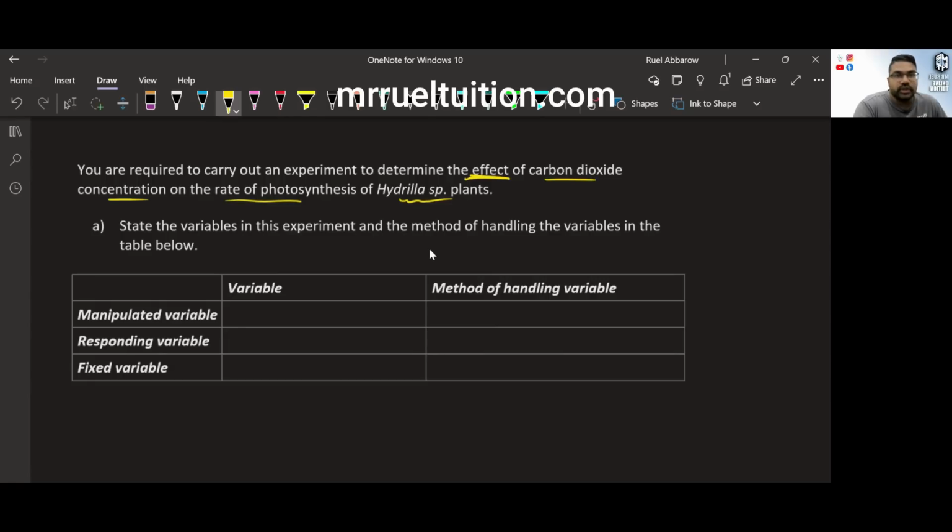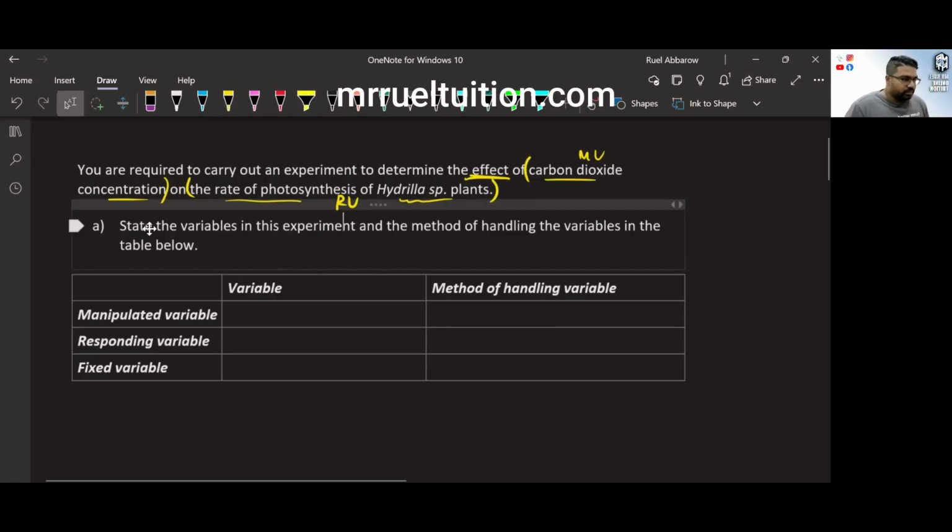So effect of, usually after effect of will be the MV, carbon dioxide concentration. And on what? The rate of photosynthesis will be RV. So usually this format of question is to determine the effect of MV on RV. Okay, so this is how you determine your MV and RV. Again, as usual, which is MV, which is RV? MV will be what we change at the beginning of the experiment. RV will be what we collect at the end of the experiment.